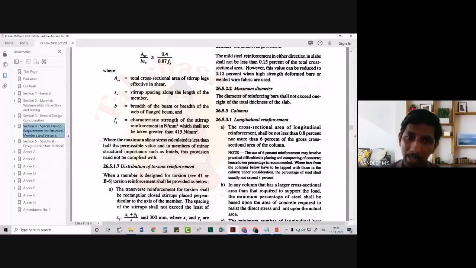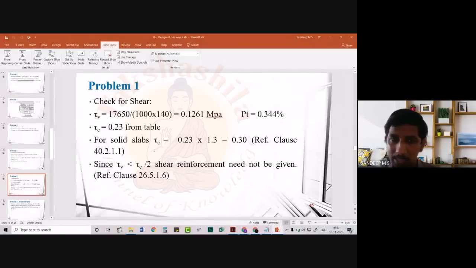So when the tau v value is less than half the permissible value, that is tau c, and in members of minor structural importance such as lintels, this provision need not be complied with. That is, we need not provide any minimum reinforcement. So that is what we are utilizing here.